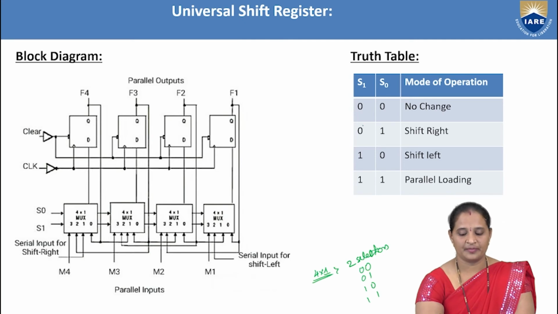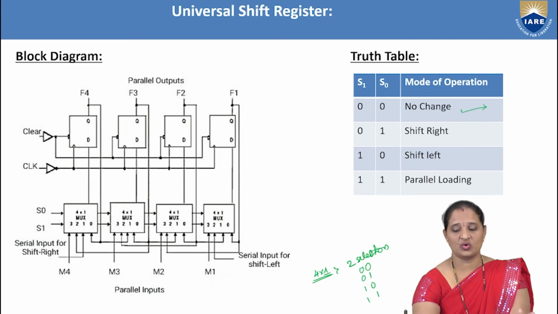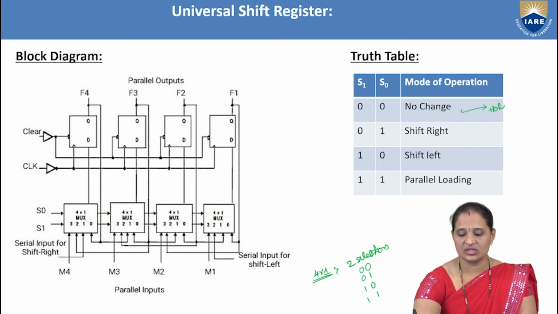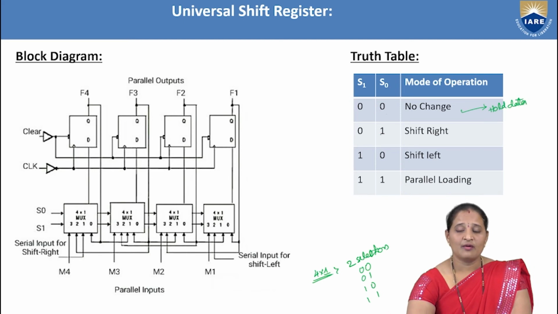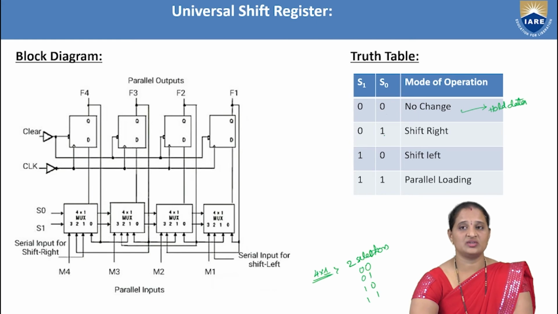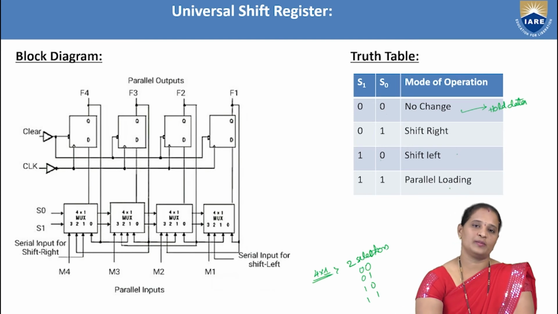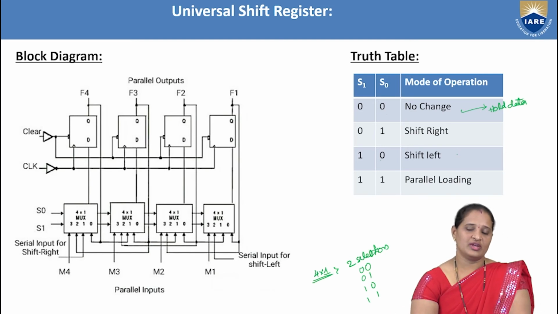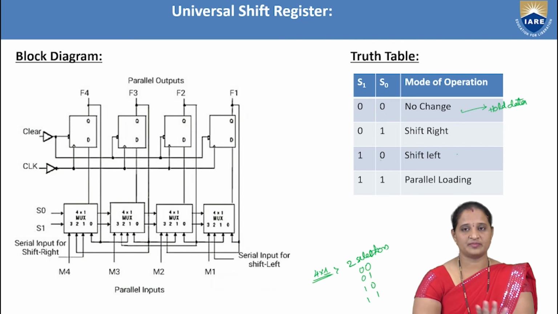What are the 4 modes here? When the selection inputs are 0 and 0, it performs the no change operation. That means it just holds the data, whatever was stored in the register. When the selection input S1 is 0 and S0 is 1, it performs the right shift operation; with 1, 0 it performs the left shift operation; and with 1, 1 it performs parallel loading. Now let us see whether it is correct with respect to this circuit.